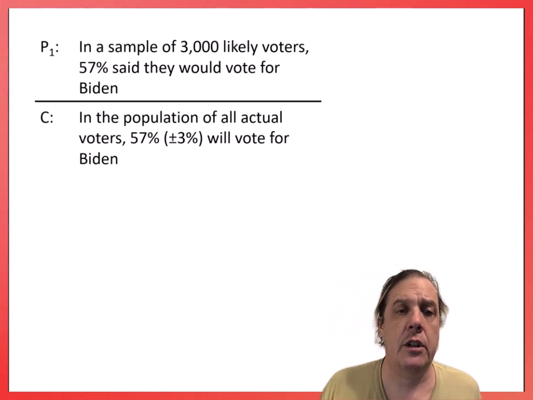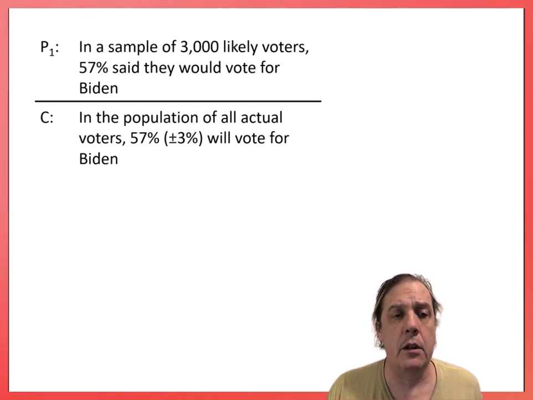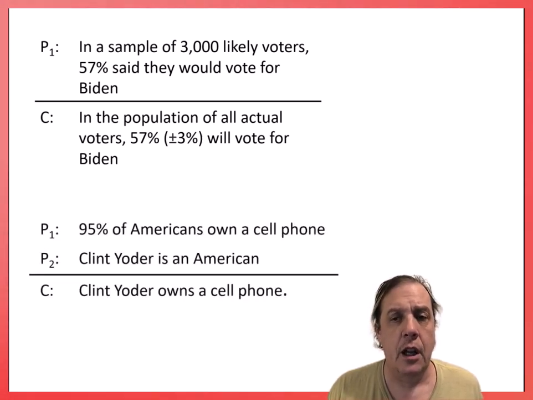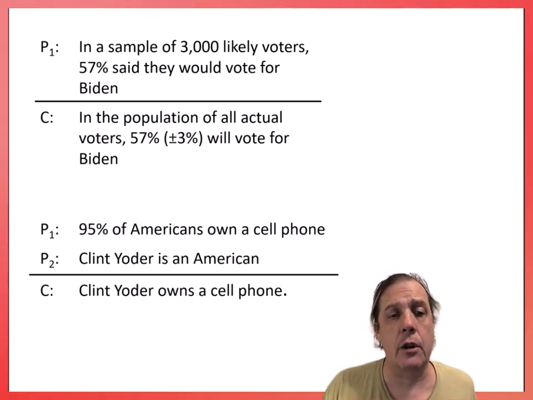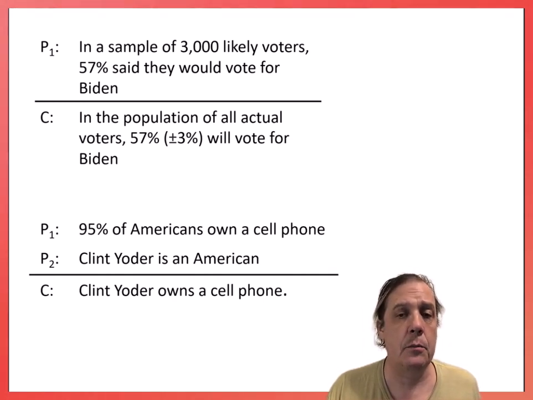All right, so let's look at some more of the examples we looked at. In a sample of 3,000 likely voters, 57% said they would vote for Biden. Therefore, in the population of all actual voters, 57% plus or minus 3% will vote for Biden, right? And then our other example was 95% of Americans own a cell phone. Clint Yoder is an American, therefore Clint Yoder owns a cell phone.